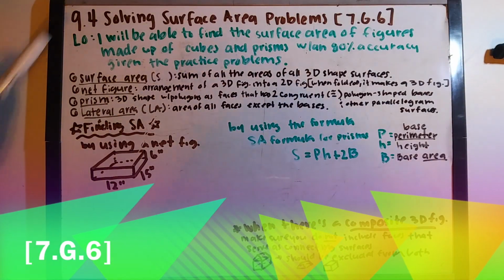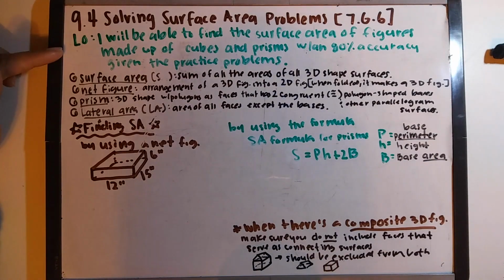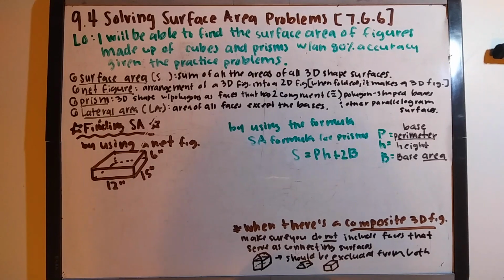Okay, you guys, so this is 9.4, solving surface area problems, and that's your standard 7th grade geometry, standard number 6. Your objective is that you will be able to find the surface area of a figure made up with cubes and prisms with at least an 80% accuracy given the problems to practice.